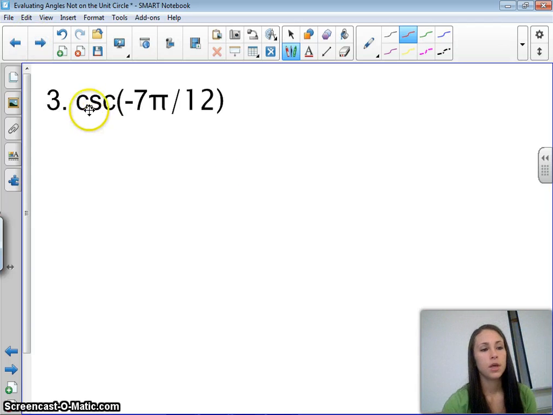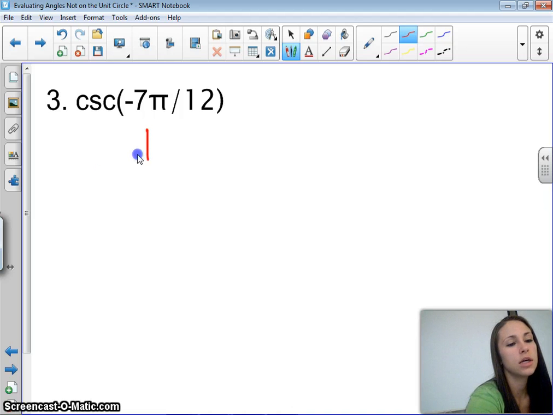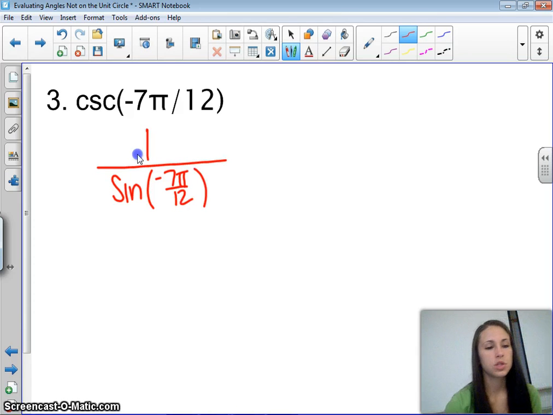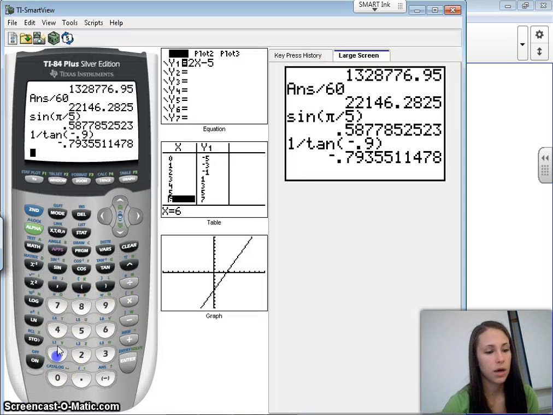Alright, third one, cosecant. 12 is never on the unit circle, and so I know that I'm going to have to use a calculator. Cosecant goes with sine, so I'm just going to use the reciprocal and do the sine of -7 pi over 12. So 1 over the sine of -7 pi over 12. I'm just going to type it in exactly like it is.